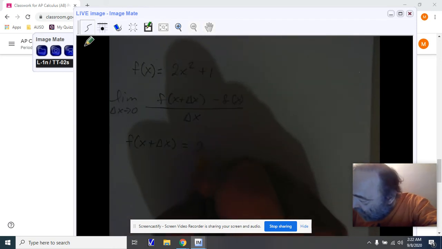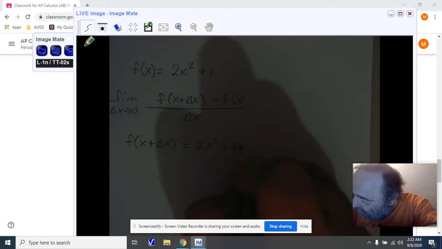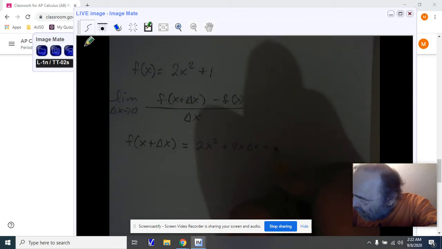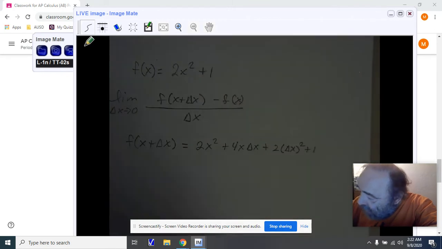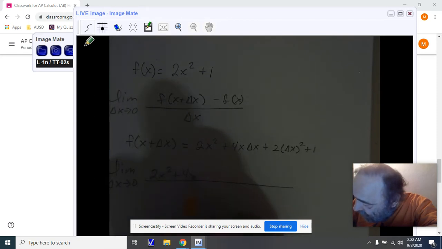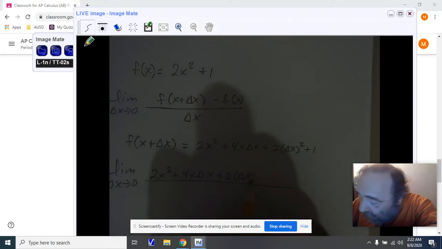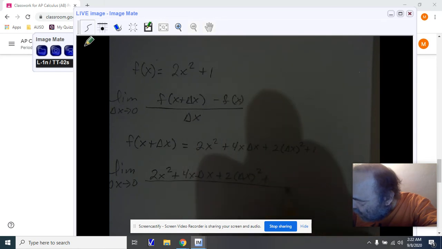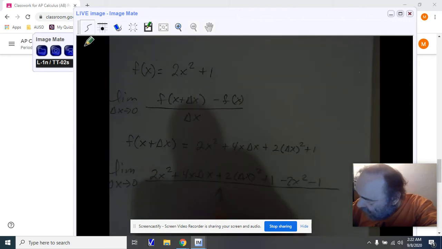So putting this together, we have our 2x squared plus 4x delta x plus our 2 delta x squared plus 1. Putting it into our limit statement now. And please be aware, I am modeling the process that you have to go through. You do have to put the limit statement in front every single step. Please don't forget that. If you do, you will lose all of the credit. It's a terrible way to lose the credit here when you've done all of the work and you know how to do it. So minus our f of x all over delta x.